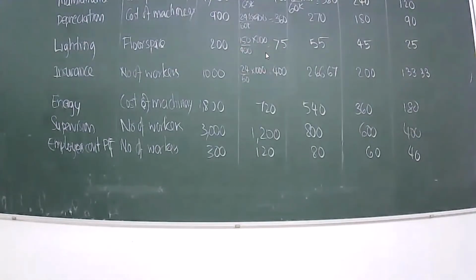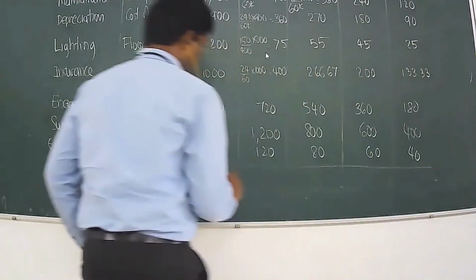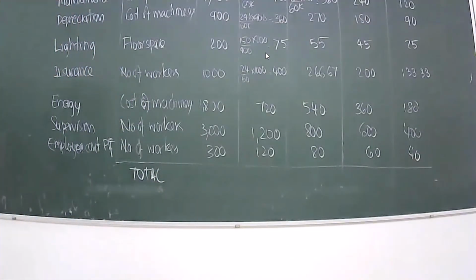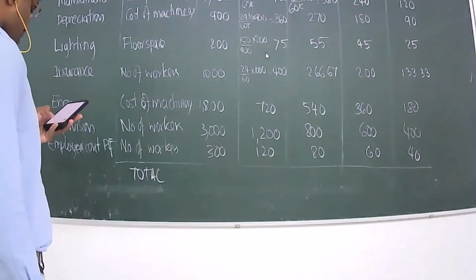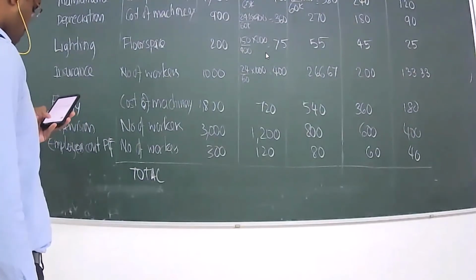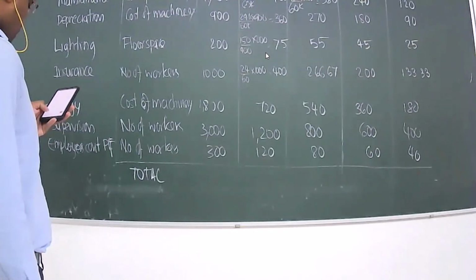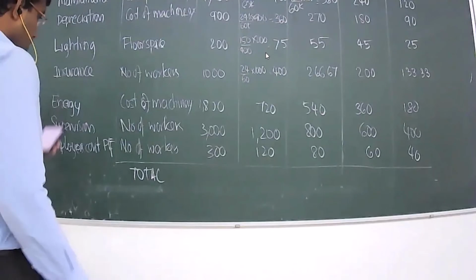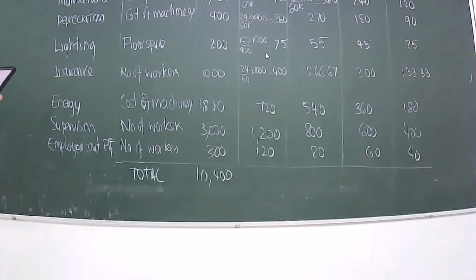So we've completed that, and that's not over. We will have to total this up. We have to find the total for each of these departments. So let's just quickly total this up. 2000, 1200, 900, 200, 1000, 1800, 3000, and then 300. It will be 10,400.